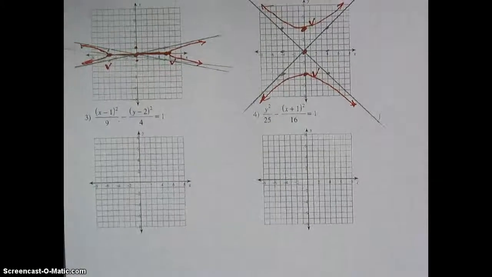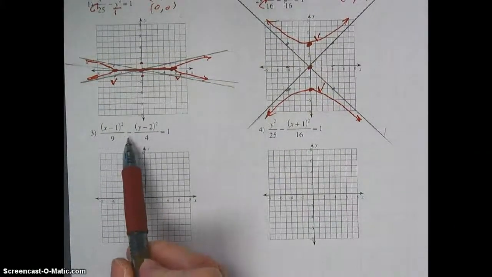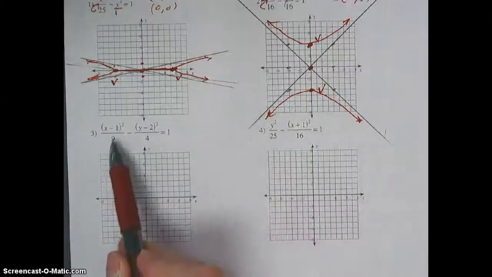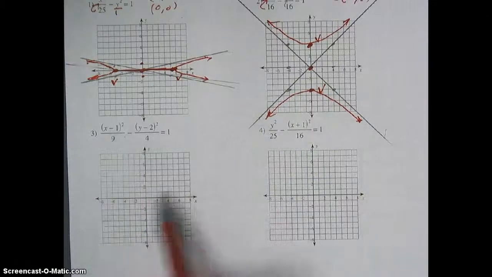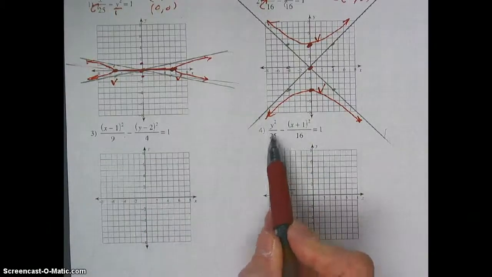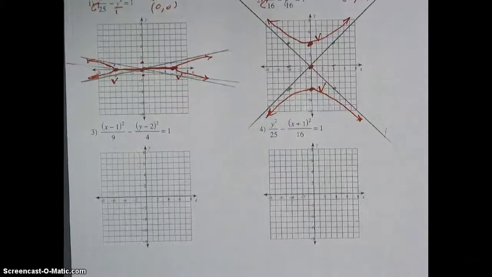So let's just get an idea of number 3 and number 4. So let's look at 3. We know it's a hyperbola because of a negative sign. Number 4 is going to be a hyperbola because it's a negative sign. In number 3, the x comes first, so it's going to be a side-to-side hyperbola. And in number 4, the y comes first, so it's going to be an up and down hyperbola. Okay, so just get those general ideas.